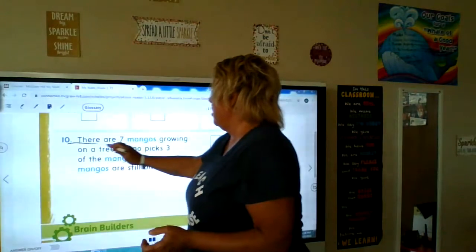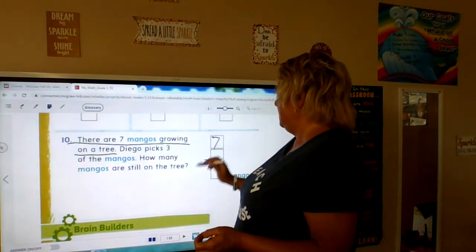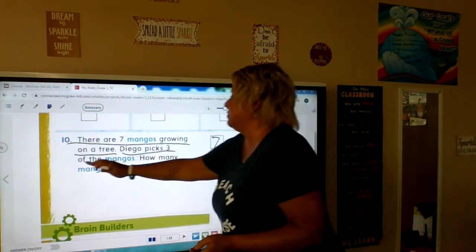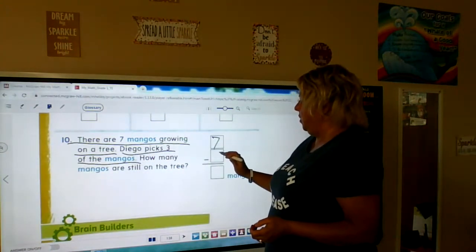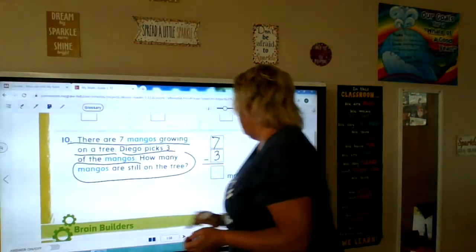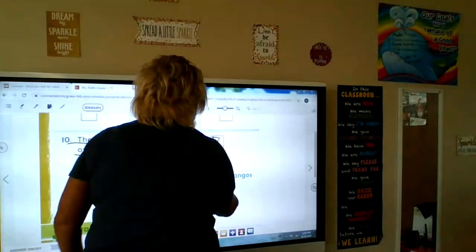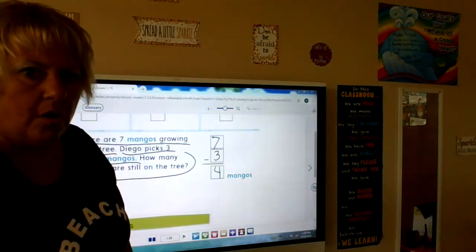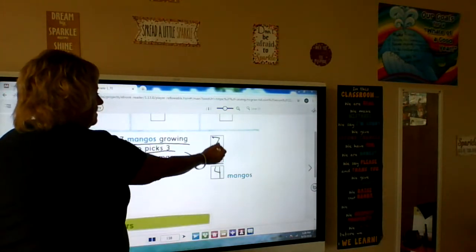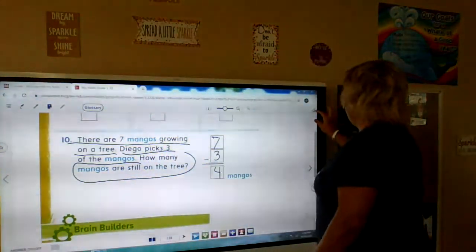Okay. There are 7 mangoes growing on a tree. Put 7. Diego picks 3 of the mangoes, so the whole was 7, a part is 3. How many mangoes are still on the tree? 7 take away 3 is a count back. 7, 6, 5, 4. The parts to 7 are 3 and 4. Let's check it. Is 4 plus 3 7? It is. Good job.